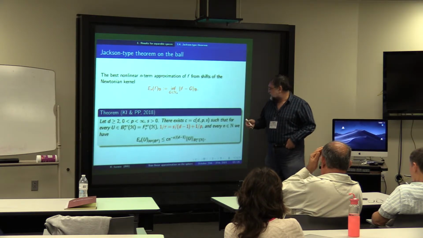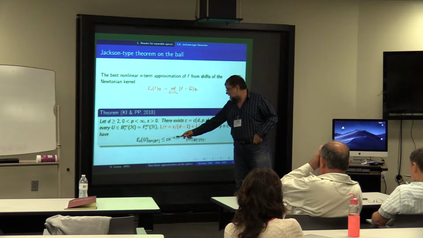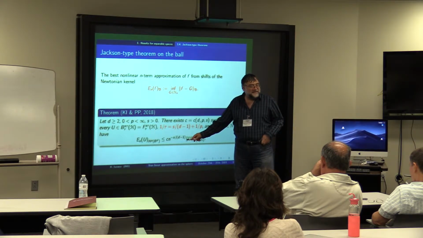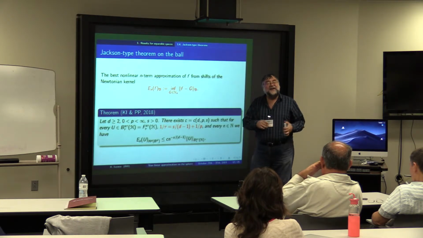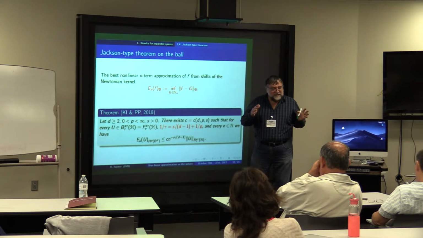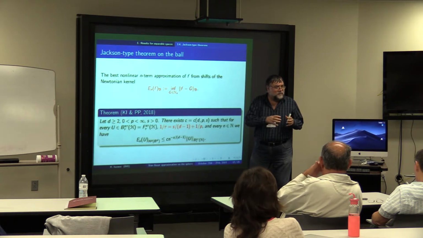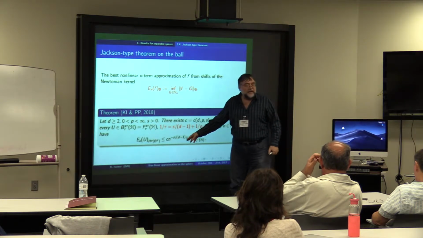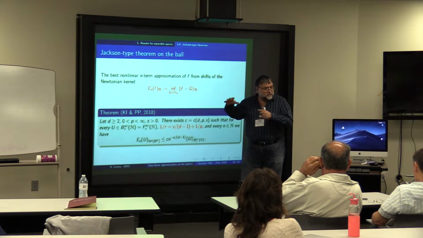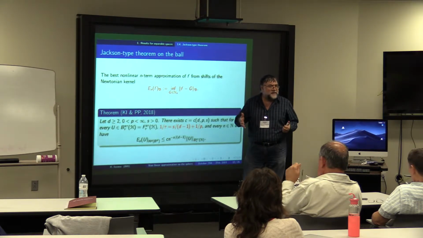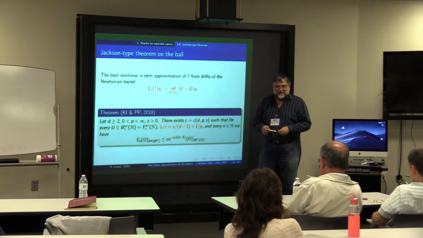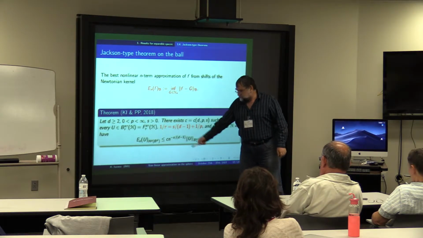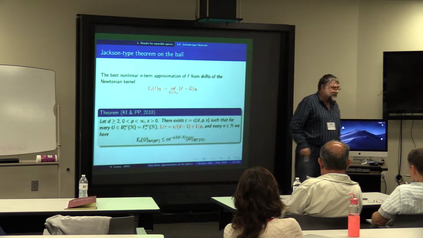Now, I said n to the power minus s over the dimension. No, it's a dimension. You live in R^d, but you have harmonic functions on the ball, and because they're equivalent to what happens on the sphere, they have dimension d minus 1. So I did not make a mistake. Actually, the space of harmonic functions has this dimension d minus 1.